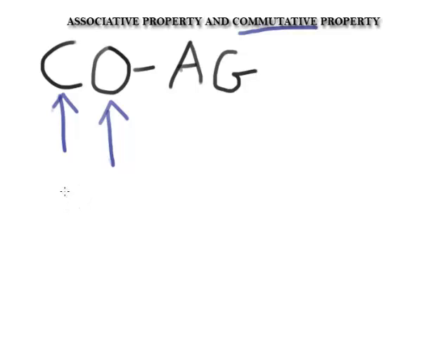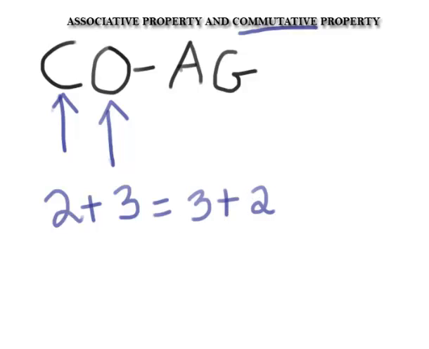For example, you can have 2 plus 3 on the left hand side, which equals 3 plus 2, right? So you switch the order on the right hand side, and 2 plus 3 on the left is equal to 5, and on the right 3 plus 2 is also equal to 5.